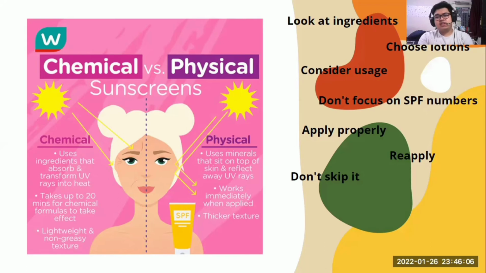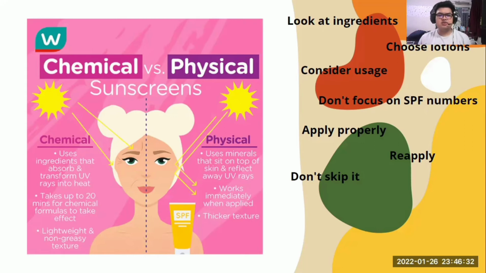And next, don't focus on SPF numbers, because when you look at the SPF numbers, you look at the higher risk and the lower risk factors. But just so you know, the lower the SPF number, the better. And usually when the SPF number is too high, there is actually a risk factor. Okay.